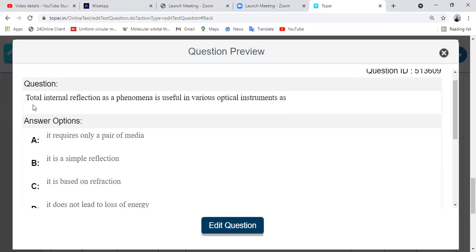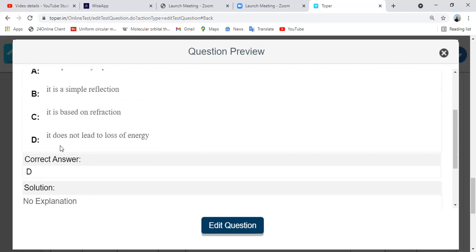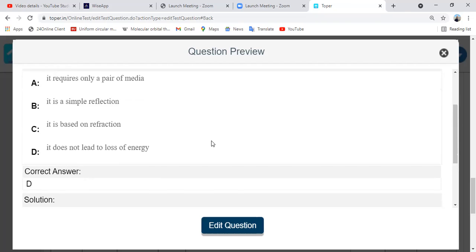Okay. So total internal reflection as a phenomenon is useful in various optical instruments as it requires only a pair of media. No. It is simple reflection. No. It is based on refraction. It does not lead to loss of energy. Probably A or D will be the answer. Yes, D is the answer. It does not lose any energy.